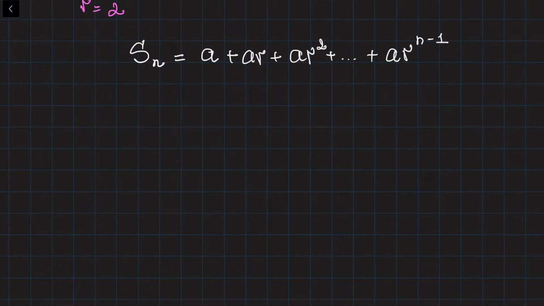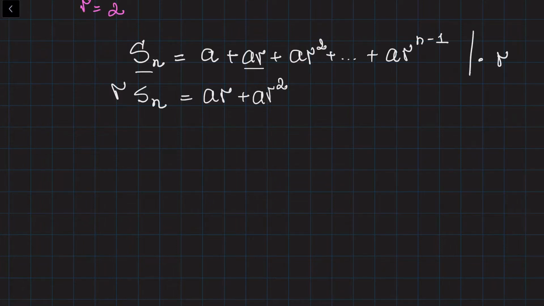Now let's multiply Sn by r, assuming I know what the sum is. I multiply both sides of this equation by r. The left-hand side is simply r times Sn, and the right-hand side is a times r, plus, multiplying this term by r, a times r squared, then a times r cubed, plus and so on, plus a times r to the power of n.